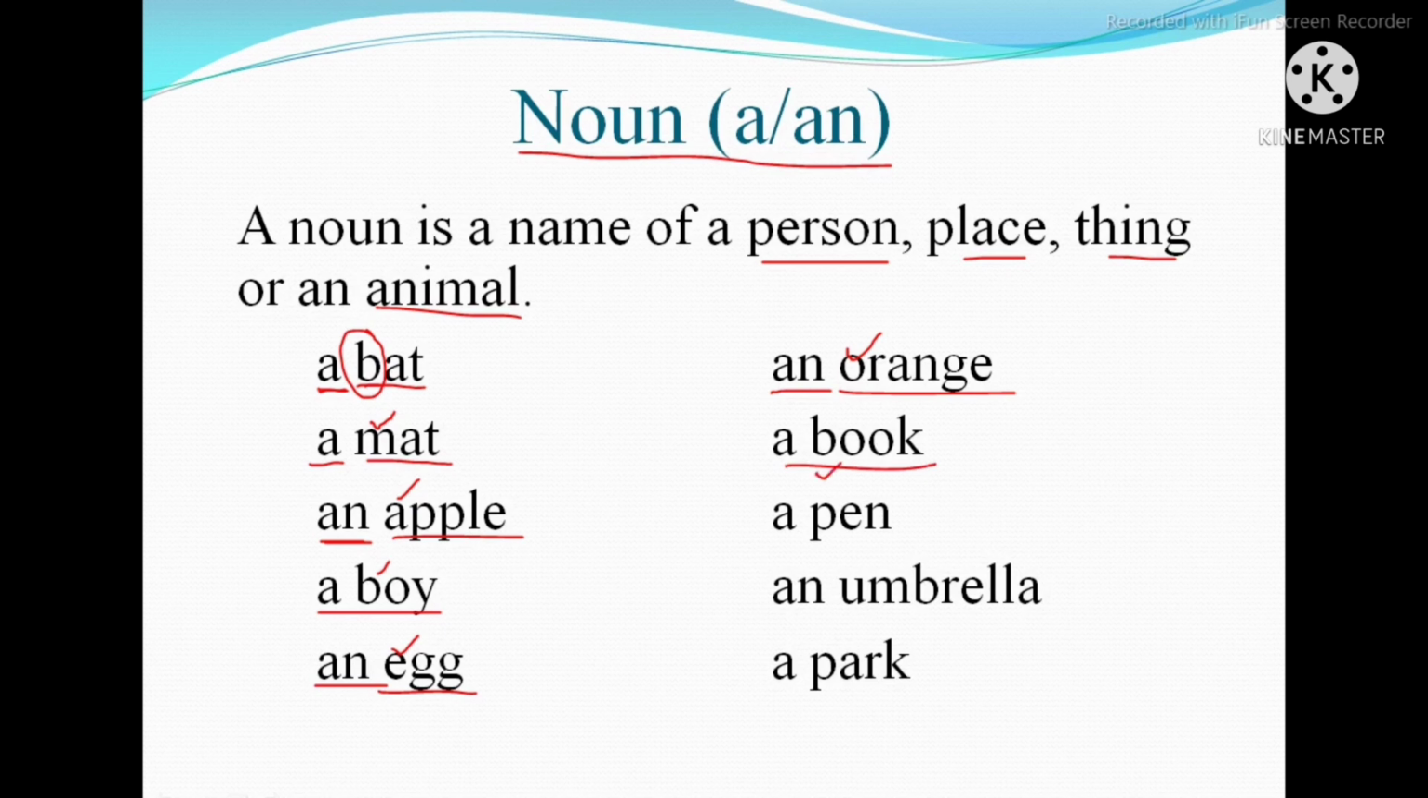A book, consonant. A pen. P is a consonant. U is a vowel, so an umbrella. A park. P is a consonant, so a park.